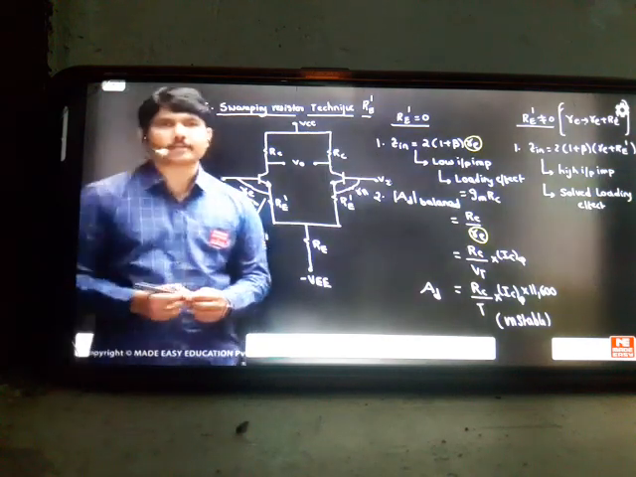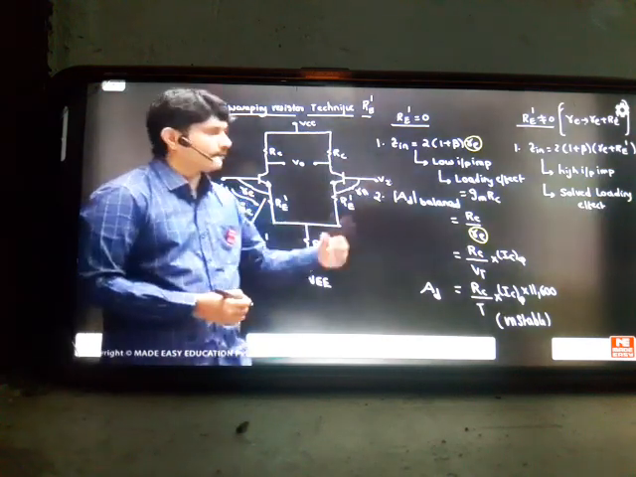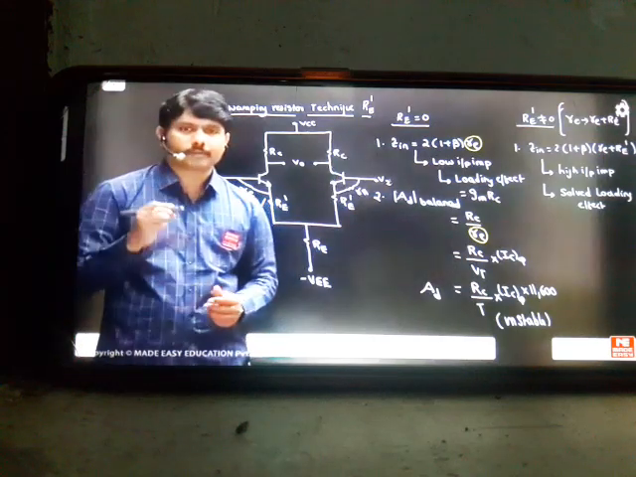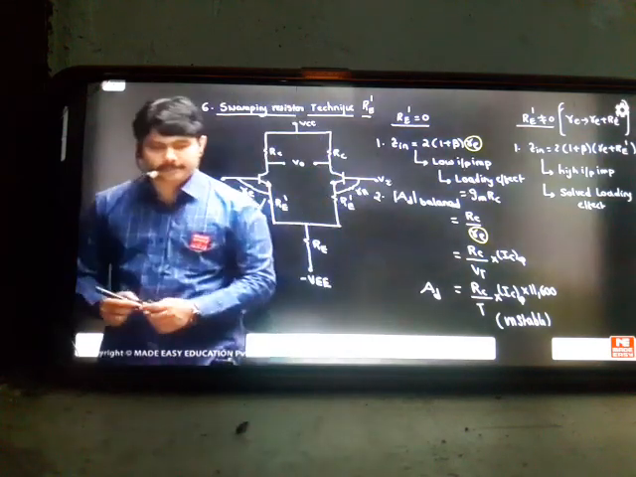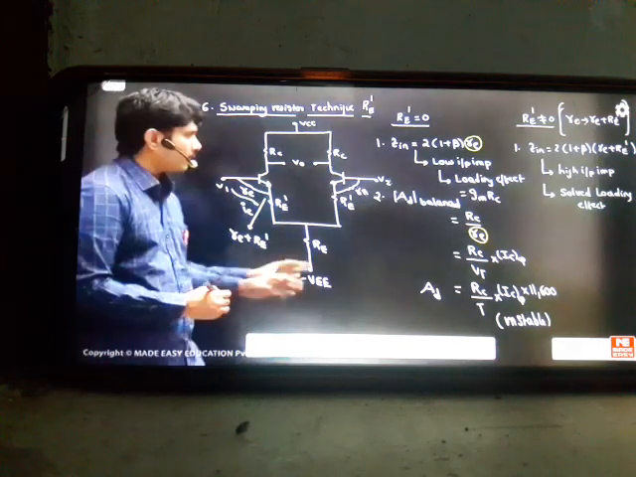Already your basic amplifier impedance is only 2 R pi, which is in kilo ohms. I just made the addition of RE dash, which is in kilo ohms, so that it will go to mega ohms because of the factor 1 plus beta times. Because of that factor, that value will go to mega ohms. This is one advantage from this technique. So the swamping technique is very important.